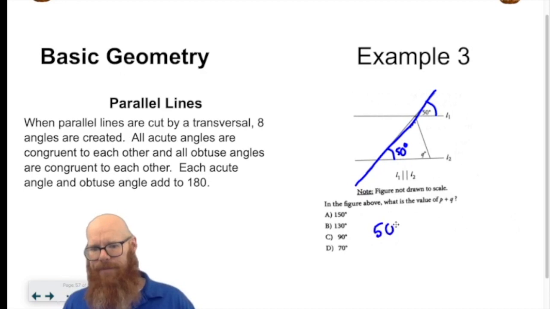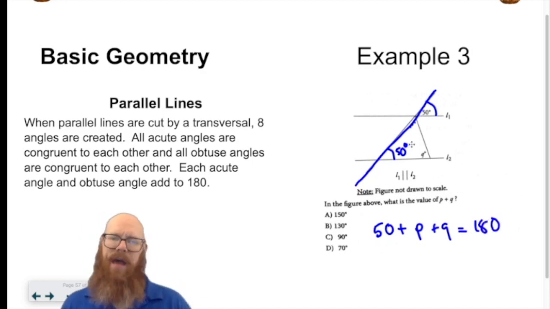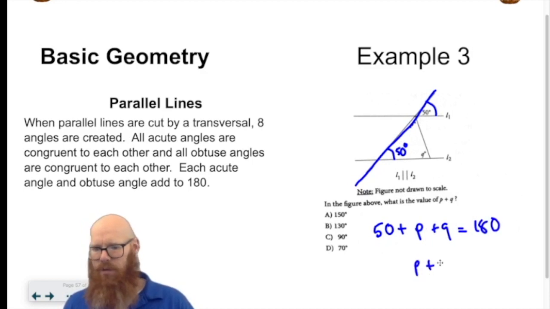So then I know that 50 plus this P that I covered up plus Q has to equal 180 because we have a triangle. And if they only want p plus q, then all I have to do is take 50 away from this side, so that gives me 130.